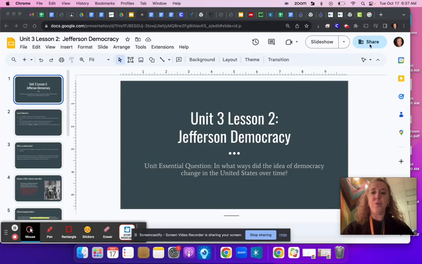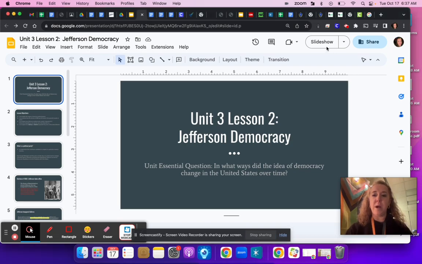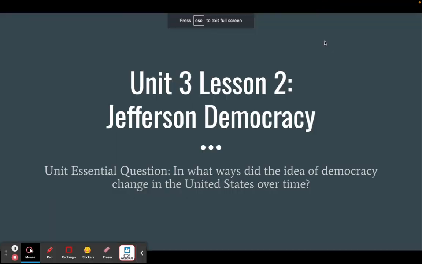Hello. So, to review our essential question for Unit 3, that you see down the bottom here, we're looking at the ways that democracy, which is when people have a voice and people have a say in their government, expands or changes over time. So, in this lesson, we'll be talking about Jefferson and Jeffersonian democracy.